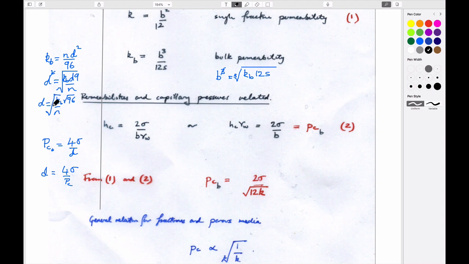And so now we have the flow behavior defined relative to the diameter of the tube, and we have the capillary invasion behavior defined in the same way. And so you can imagine that we could equate these two to each other, and if we do that, we get something like 4 times sigma over capillary pressure is equal to the square root of 96 times the bulk permeability over the porosity.